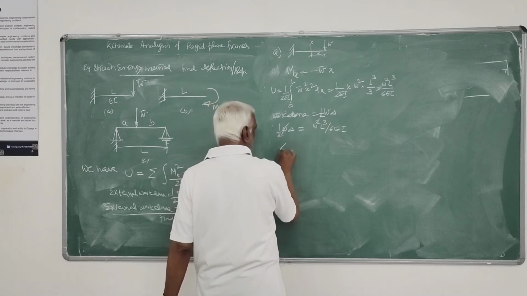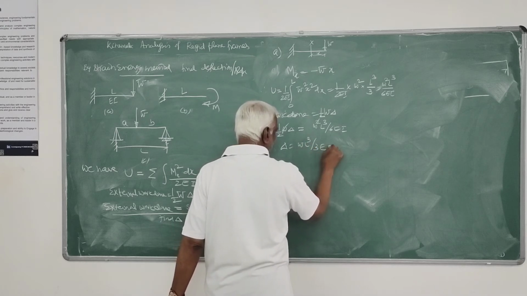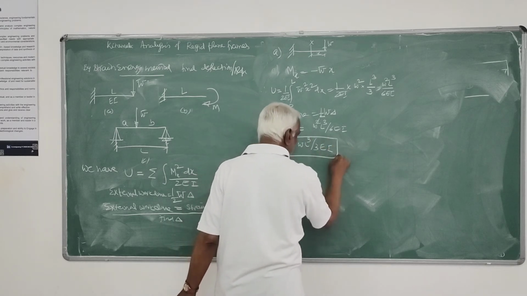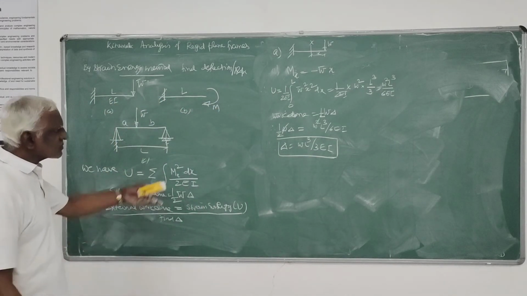So here our delta equals W L cube by 3 EI. That's what we get in a cantilever: the vertical deflection at the free end is W L cube by 3 EI. That's our first problem.